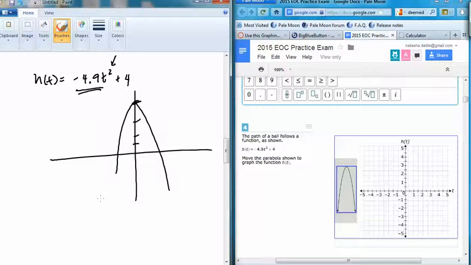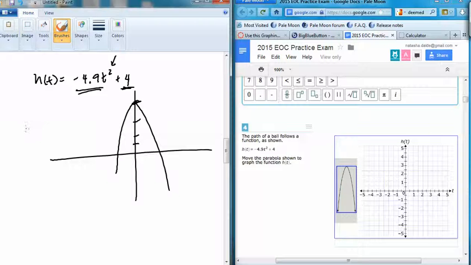Alright, let's talk about transformations of the graph. Do you guys remember these things? The transformations of the graph is like this negative 4.9, the negative flips it upside down. This 4.9 will vertically stretch your graph, your parabola, actually making it skinnier. But I don't like thinking of it being skinnier. I like thinking of it as vertically stretching it. The plus 4 on the outside over here, that moves it up 4.